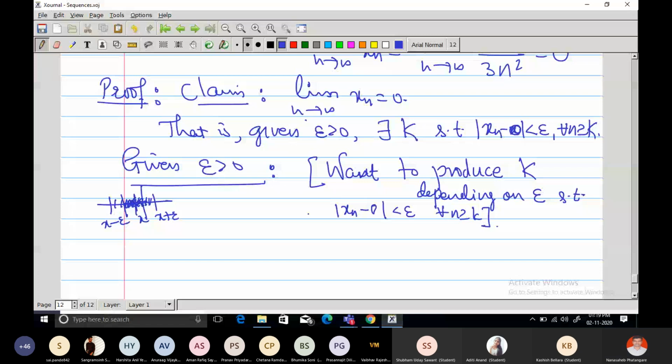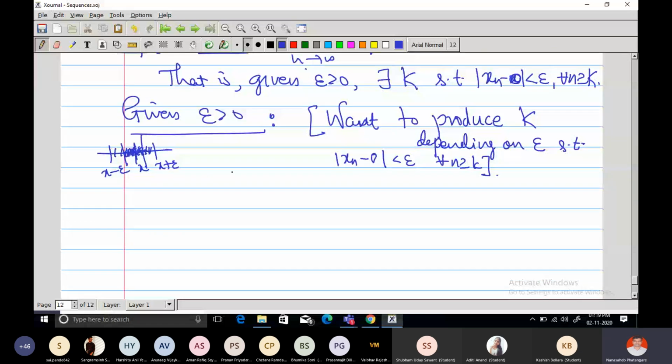Okay, so the process starts with: give me epsilon. Now our duty starts, to try to produce k, right? Do you understand now? Yes. So, k depends on epsilon. Is this sentence clear? Yes, sir.